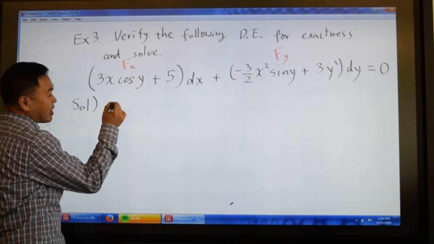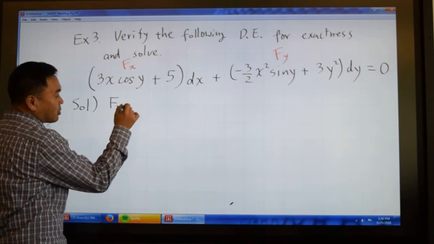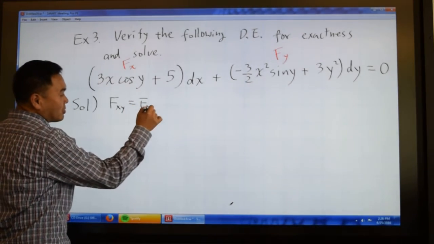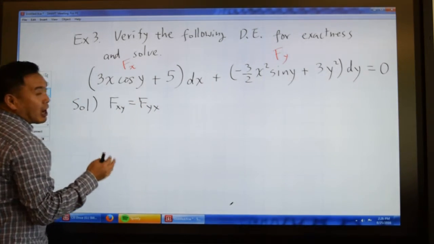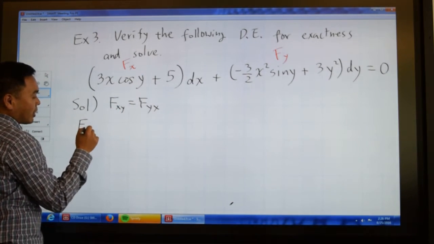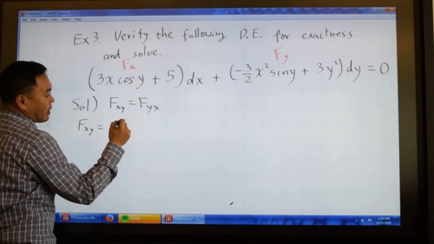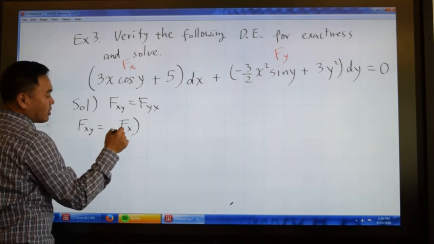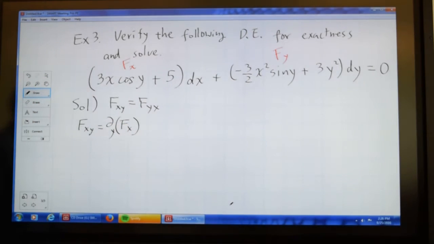Okay? Now, first, the test for exactness. Well, how do we test for exactness? We use the property that the second partials commute, and fxy should be same as fyx, right? How do you apply this? Well, this is already f of x, so in order to get fxy, you should take f of x and differentiate by y. That's what you want to do.